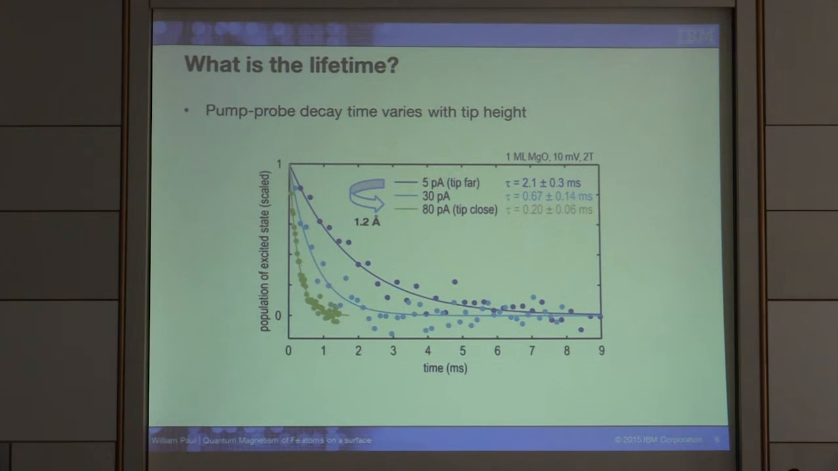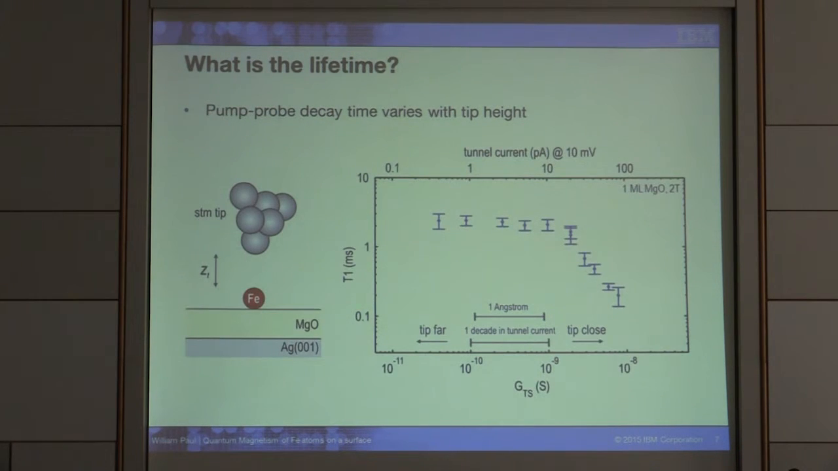So let's plot these lifetimes as a function of the tunnel current. We vary the tunnel current and plot it on a log plot, and this is just another way of saying tip height. One decade in tunnel current is approximately 1 angstrom. Here are some calibrated scale bars. Along the bottom axis, we're plotting tip-sample conductance in Siemens, and 10 to the minus 9 just means 10 to the 9 ohms. So that's a giga-ohm sample impedance.